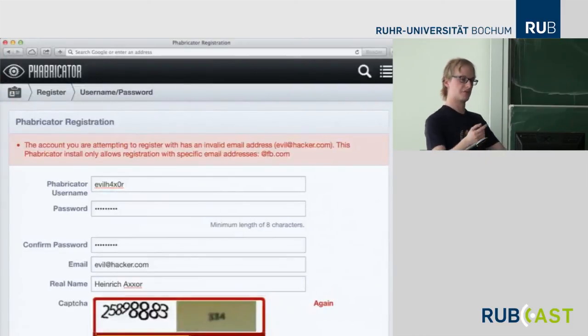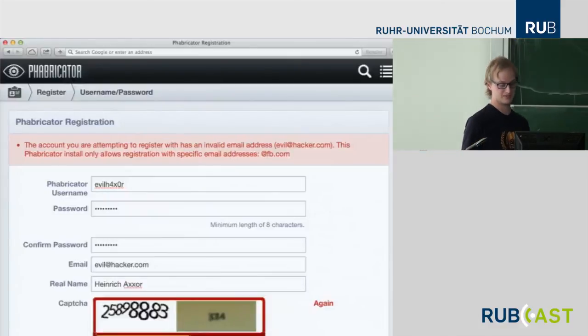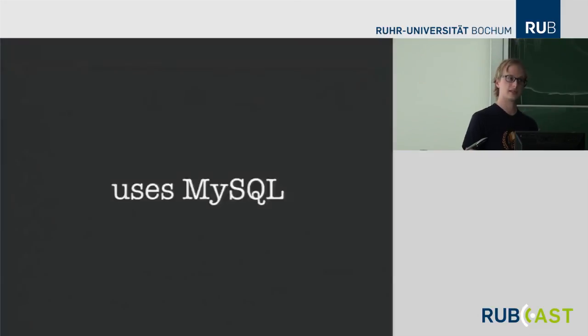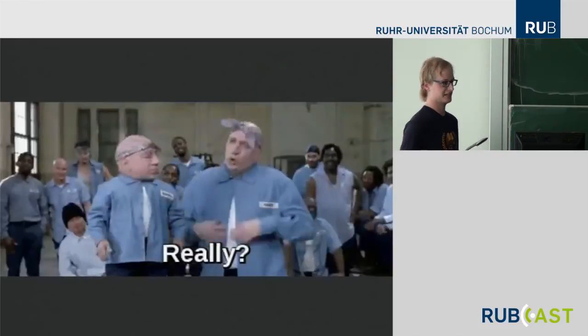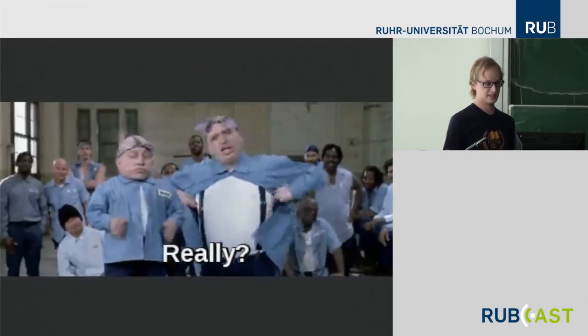And also, the confirmation email is sent to that address. So you really need to have an address there, or it's impossible to create an account. However, Phabricator is written in PHP, and it makes use of MySQL to store its data. It also, by default, makes use of MySQL's UTF-8 character sets. Really? Yeah, really.